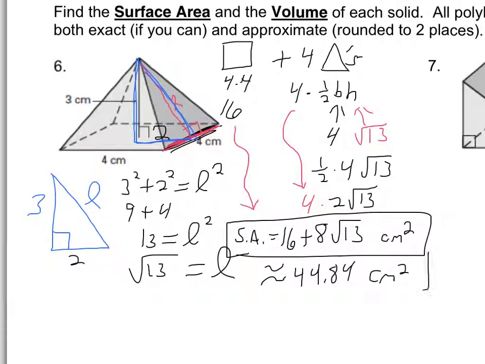And the directions say to give both an exact, if you can, and approximate answer. And you can give an exact. I suppose if you only gave me an approximate answer for this one, I probably wouldn't mark it wrong, just because that is kind of an impractical exact answer, 16 plus 8 radical 13. It's hard to really get a sense of how much that is. But ideally, you would give me both.